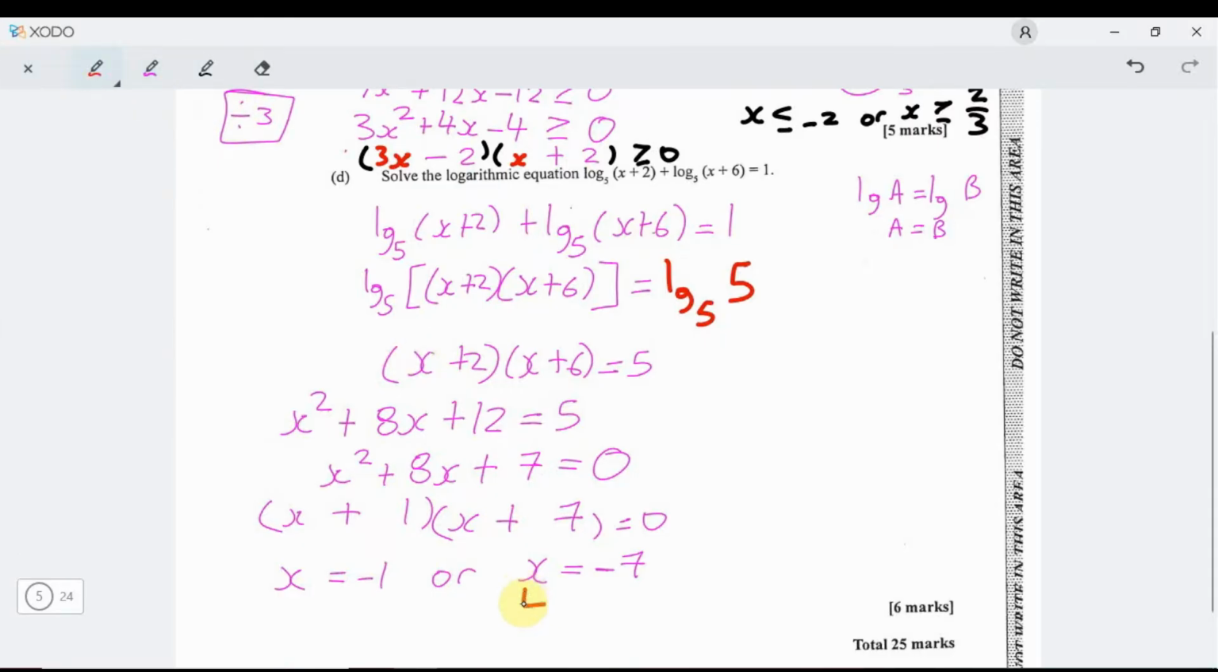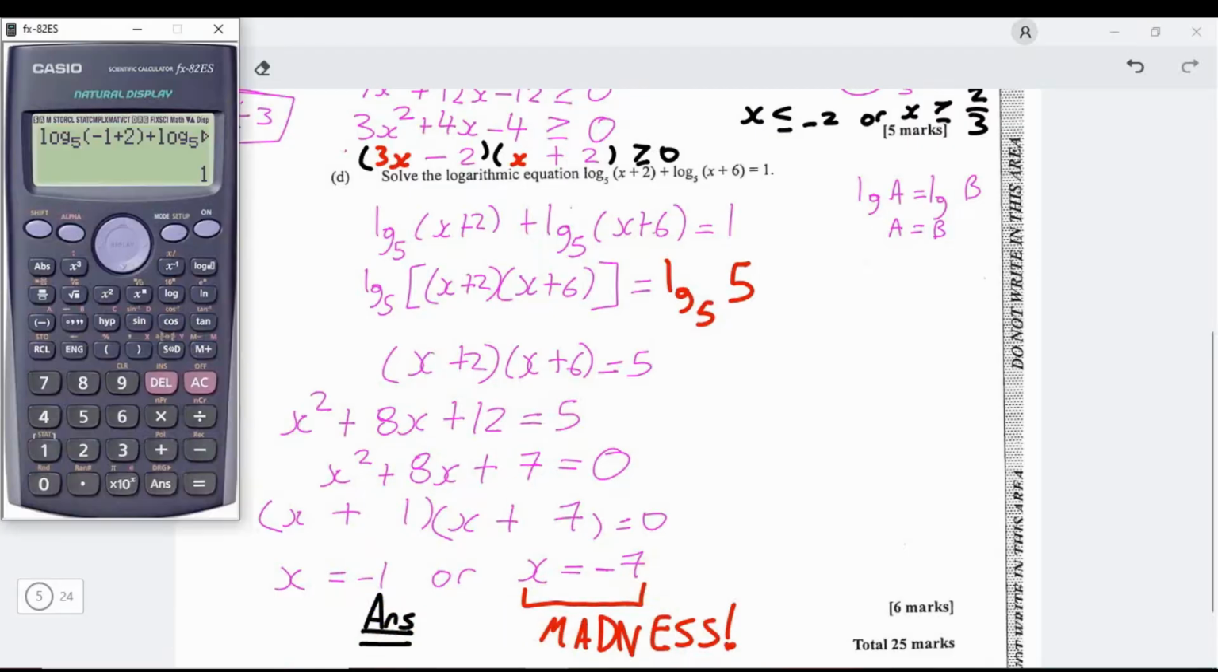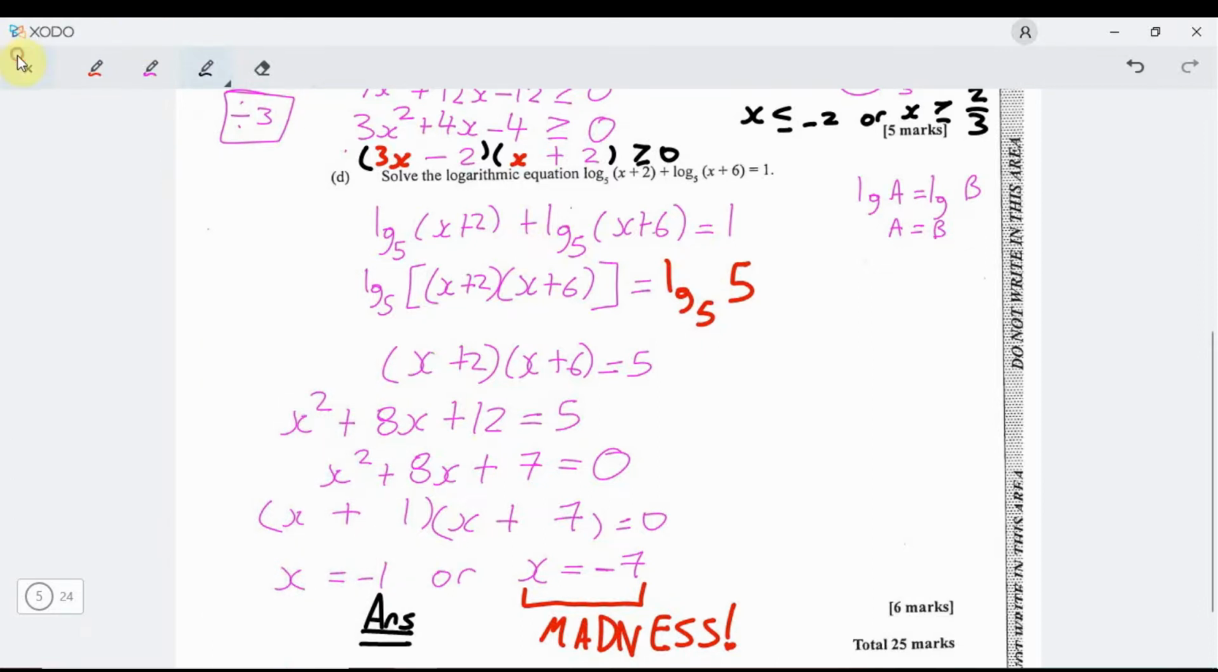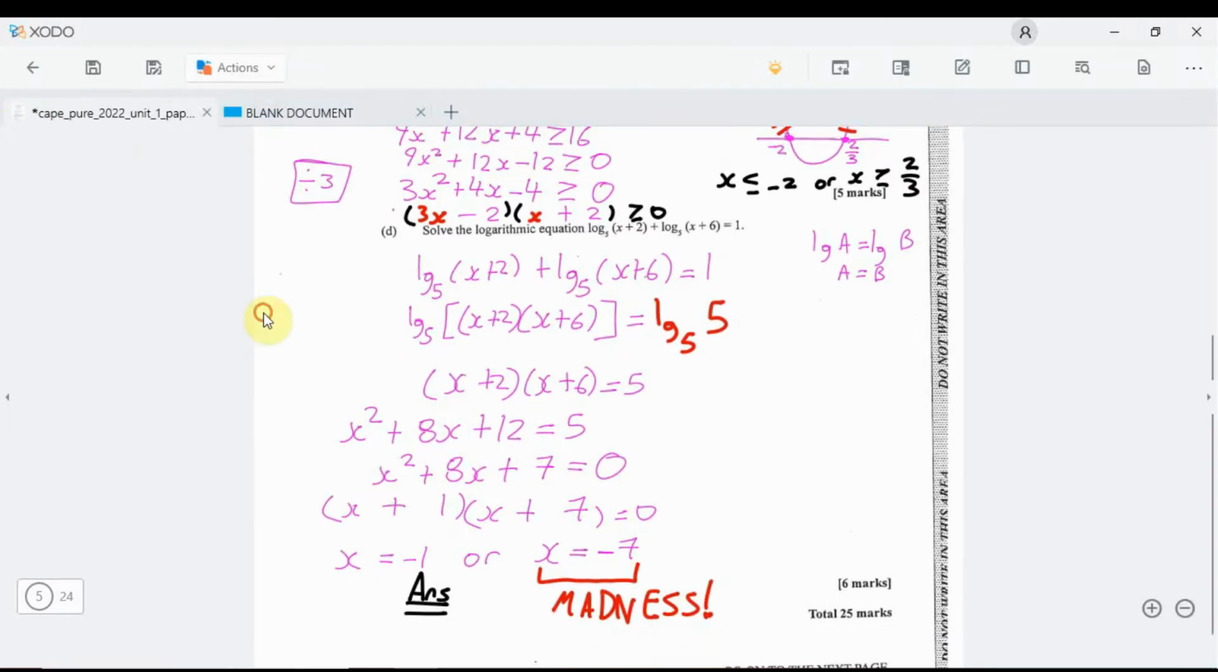Alright, so this one right here, you can write madness. Write it on the paper. Madness. This one will not work. So you're telling them only the negative one will work because you cannot evaluate the log of a negative number. So just to verify, if you change negative 1 to negative 7, your calculator is going to say math error. Cannot do it. See it there? That one doesn't work. Nice. Alright, that was part D.